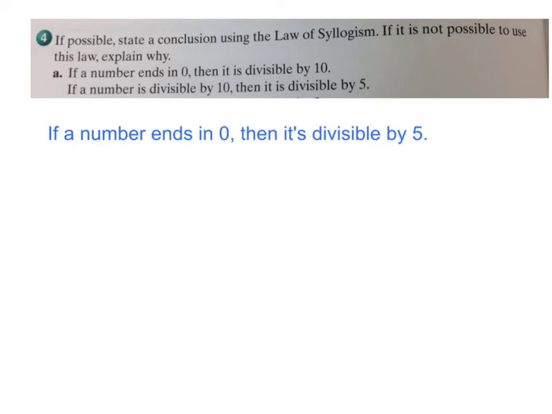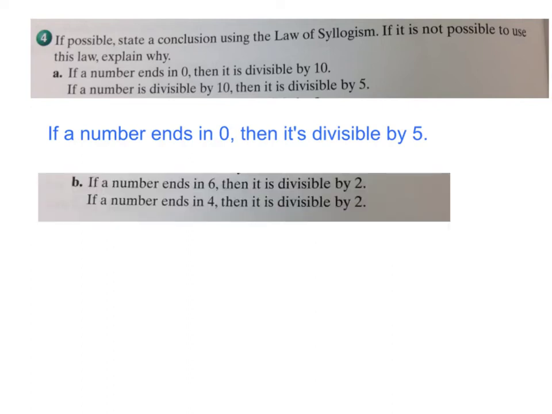Again, the conclusion of the first conditional was the same as the hypothesis of the second conditional. So, we can put these together using the law of syllogism and say, if a number ends in 0, then it's divisible by 5.